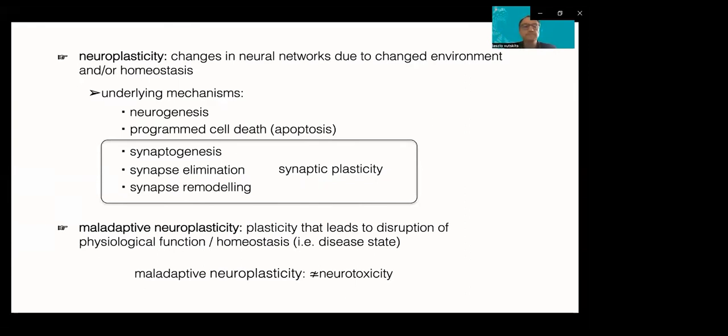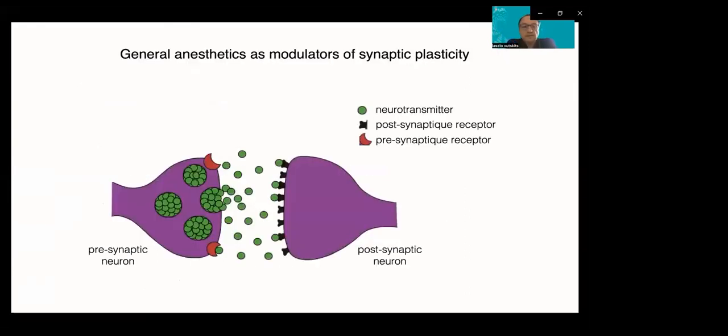Second issue I'd like to draw attention to is that general anesthetics are powerful modulators of synaptic plasticity. Here I show you a schematic view of the synapse, and you have a presynaptic neuron and a postsynaptic neuron, with neurotransmitters being released and linked to the postsynaptic receptors. And now anesthetics can alter this physiological equilibrium in several ways.